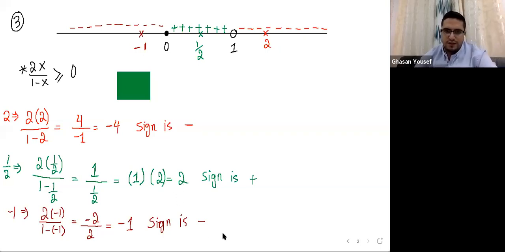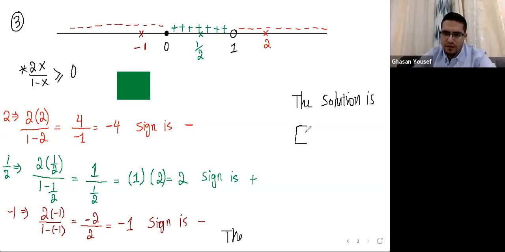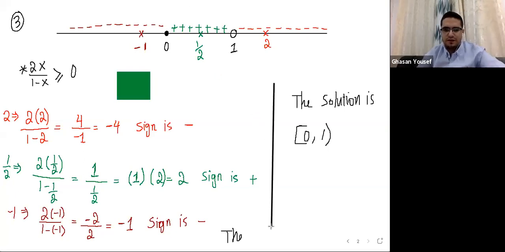So the answer, the solution set. I'm going to write it here. The solution set is from a closed interval at 0 until 1, and the 1 is open because it's not included. Okay? Any question for this? Makes sense what we did here?